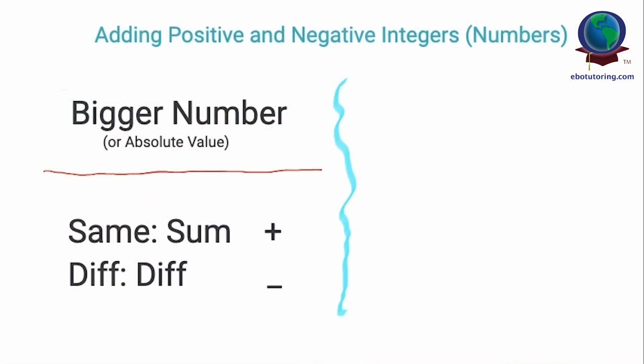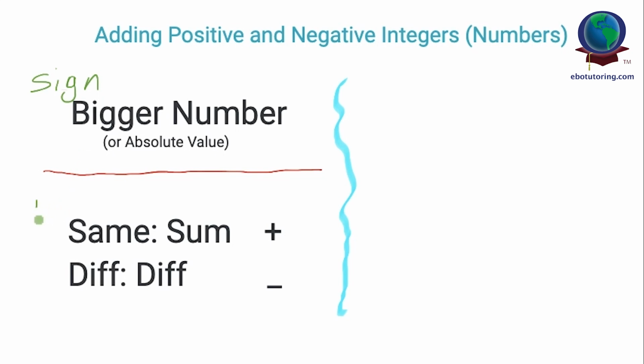Have a watch. There are two main things to think about when you're adding positive and negative integers, or numbers in this case: the bigger number rule and the same sum, different difference rule. Let's start with the bigger number rule. The bigger number rule is simply to get the sign part of your answer right. You know that positive and negative numbers have a sign in front of them, whether a positive sign or a negative sign. So this part will make sure you get the sign right for the answer.